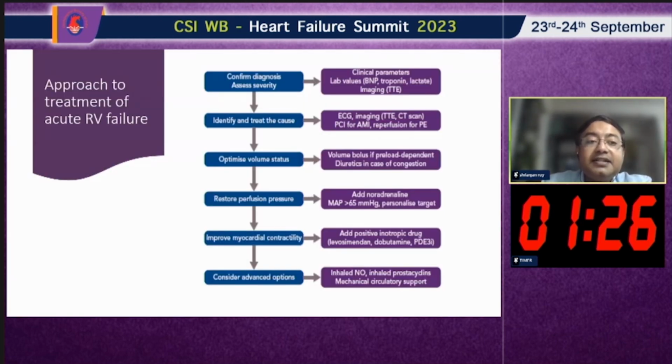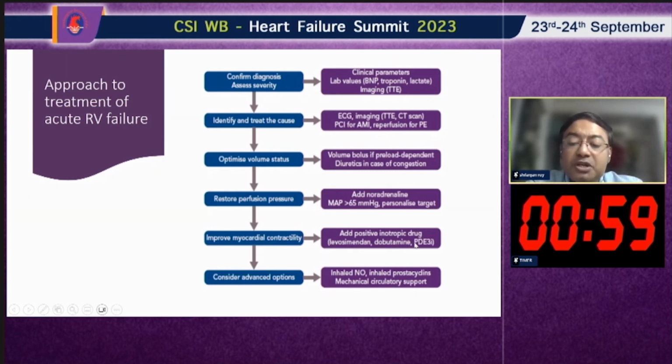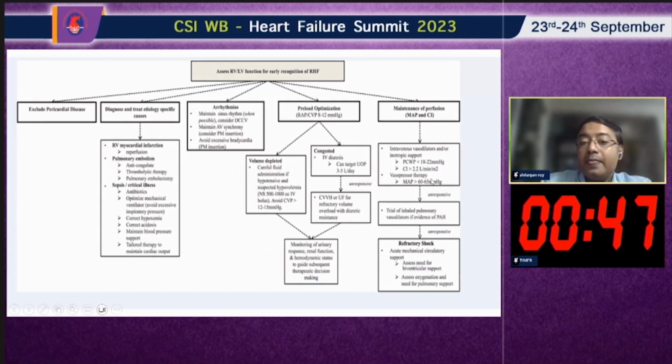So, in a nutshell, this is the approach to treatment of RV failure. We have to assess the severity by these clinical parameters and lab values. Then we have to identify and treat the underlying cause. For that, we have a plethora of investigations which have already been discussed. Optimize the volume status by use of diuretics, with cautious use of fluids in certain conditions, and restore the perfusion pressure by using vasopressors. Improve the myocardial contractility in certain cases by using positive inotropic drugs like levosimendan, dobutamine, and PDE5 inhibitors. And we have to consider advanced options like inhaled nitric oxide or mechanical circulatory support in advanced right ventricular failure, which is not being supported with the conventional therapies.